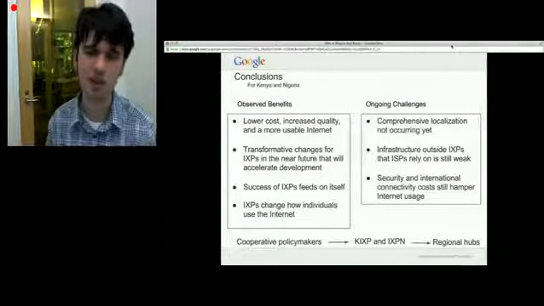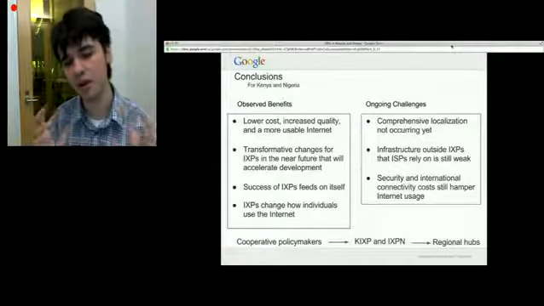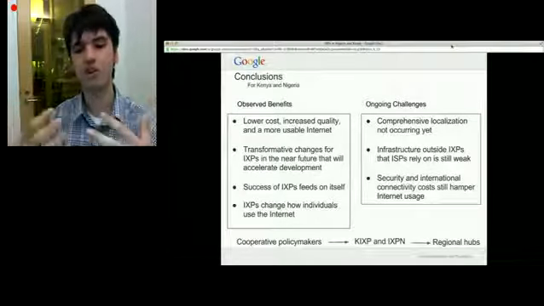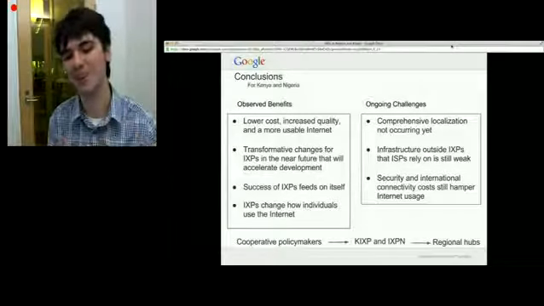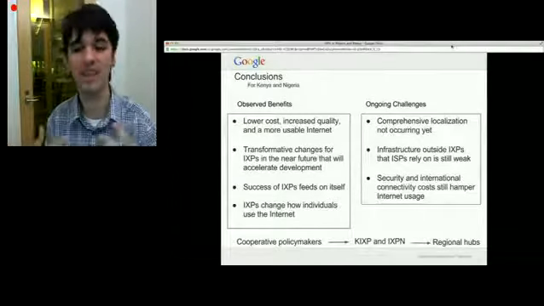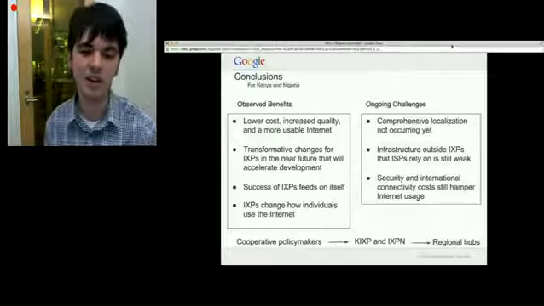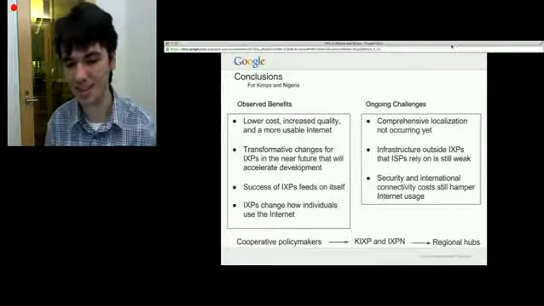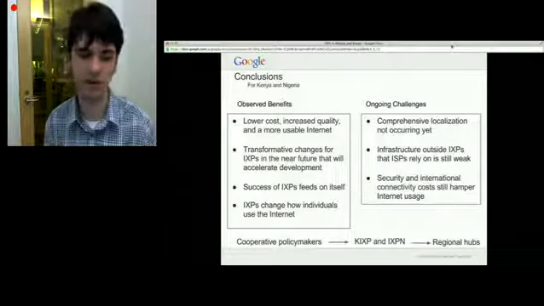And the infrastructure that exists outside of an IXP is still sometimes weak. So as strong as an IXP may be itself, if the internet infrastructure outside of that IXP isn't strong, it doesn't really matter how good the coordinating mechanisms are if the rest of the internet connection system isn't working well. And lastly, there are security costs and security issues, as well as international connectivity costs, and all of those things can still hamper internet usage in a given country.